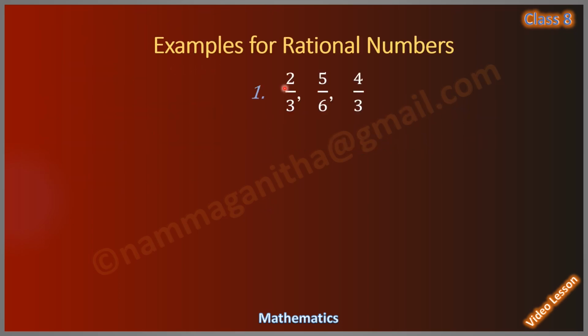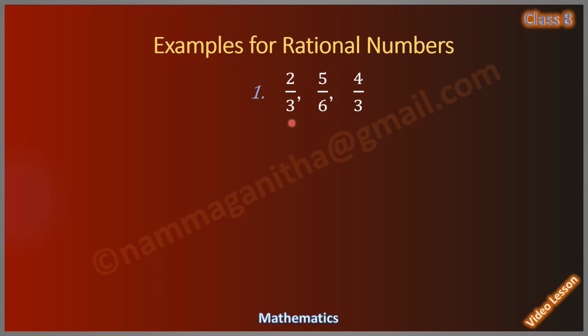Examples for rational numbers. First example, 2 by 3, 5 by 6, 4 by 3. Now consider 2 by 3. 2 by 3 is in the form of p by q, where 2 and 3 are two integers and q is not equal to 0. Therefore, 2 by 3 is a rational number. Similarly, 5 by 6 is also a rational number. 4 by 3 is a rational number.